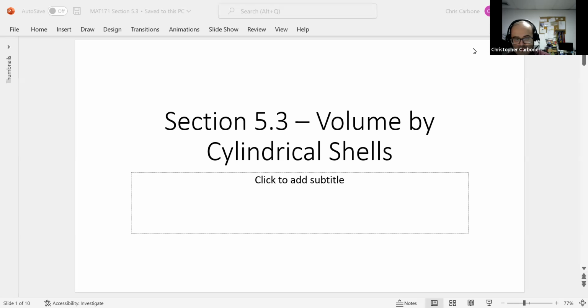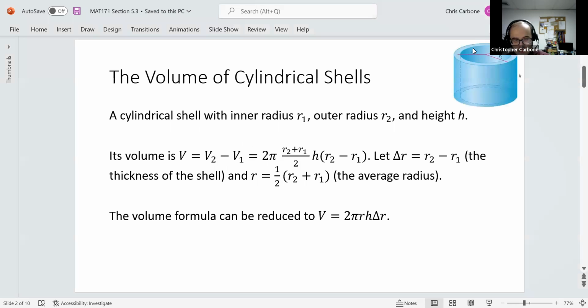Welcome to our next lesson on volume by cylindrical shells. A cylindrical shell has inner radius r sub 1, outer radius r sub 2, and height h. You can see that in our picture here. We have r sub 1 for the inner radius, r sub 2 for the outer radius up to the outer portion of the shell, and h is the height.